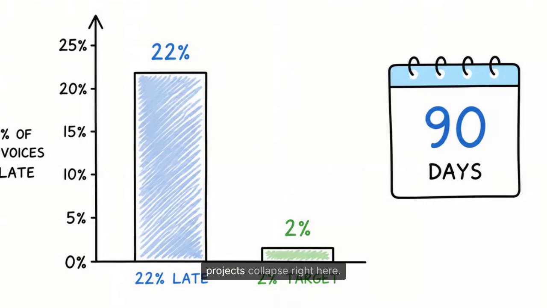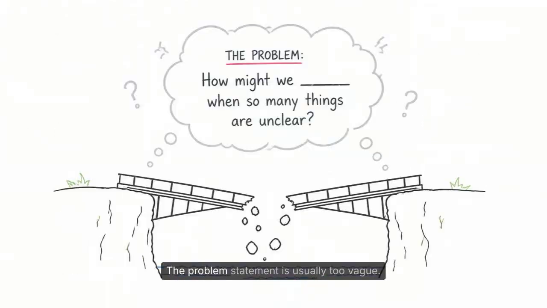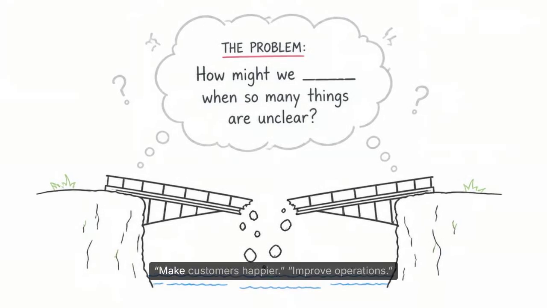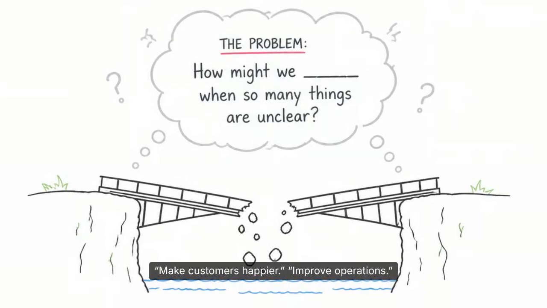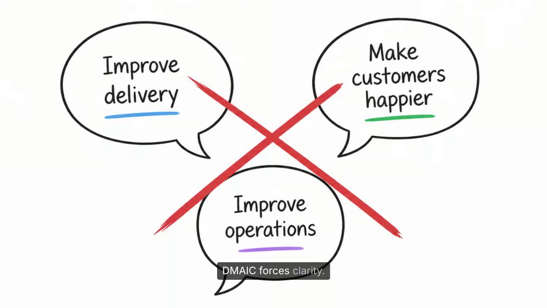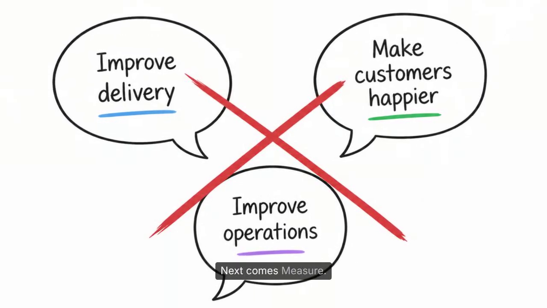Most failed improvement projects collapse right here. The problem statement is usually too vague. Improve delivery performance. Make customers happier. Improve operations. None of those are measurable. DMAIC forces clarity. Next comes measure.